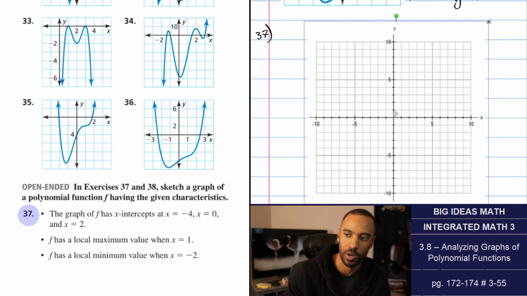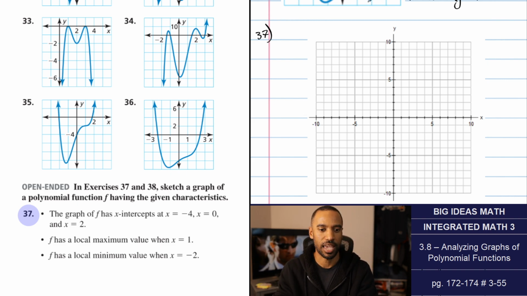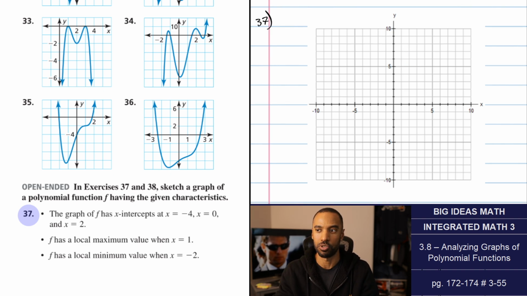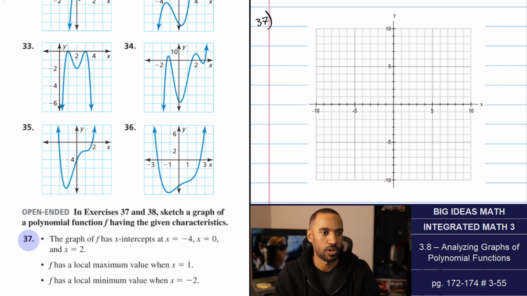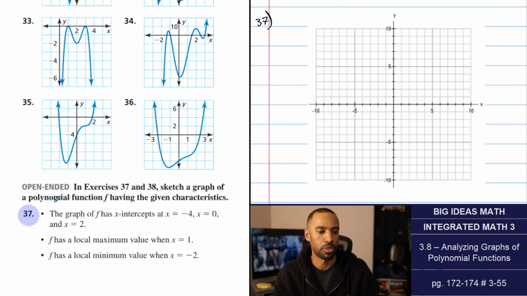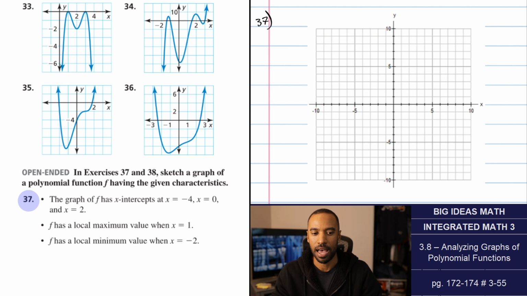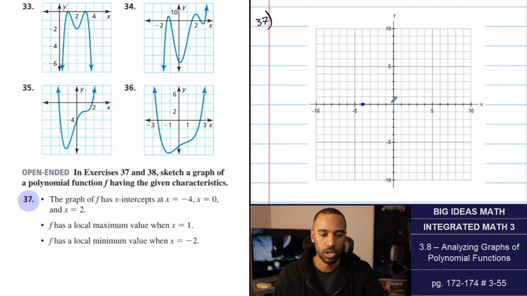I'm going to let what's written there stay written there, and I'm going to start just plotting some things on here. They said sketch a graph. It's not the graph. You just got to do what you got to do on them. Is this all the information on 37? I want to be sure that it's not on this side. Perfect. Okay, number 37. The graph of f has x-intercepts at negative 4, 0, and 2.